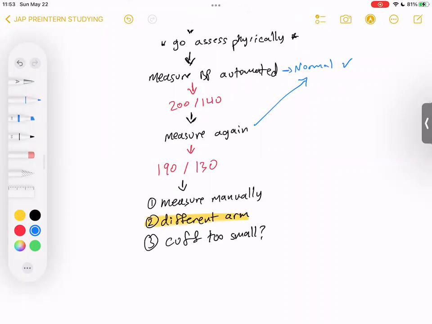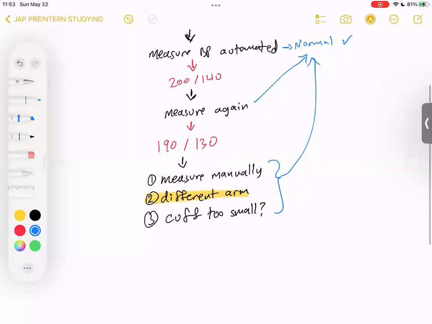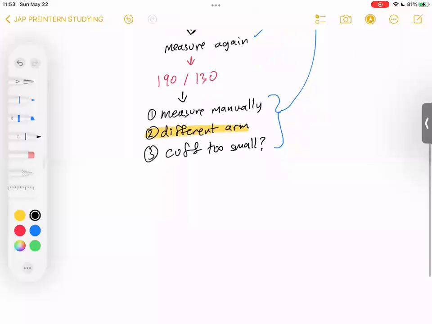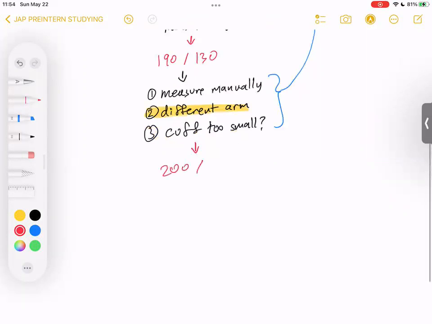And then if you end up seeing that the blood pressure is normal after these measures, then again, you're good, right? You changed the cuff, you did everything, you're good. If you did all these things, and now your measurement is still like, I don't know, 200 over 130.